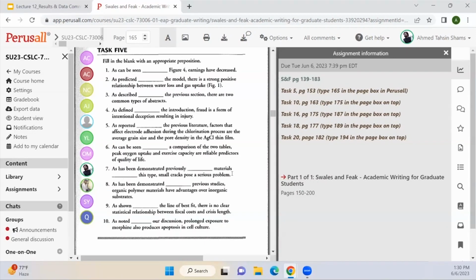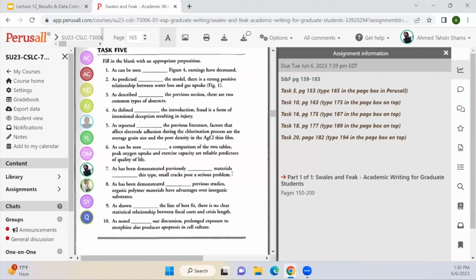And also, if you write in, that won't be wrong. Here we have multiple options. Demonstrated in previous studies is correct as well. That's what I mean. Demonstrated from? No. Do not use from. By or in, the exact preposition.